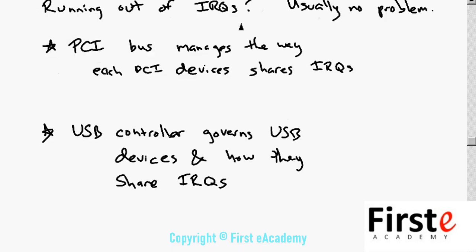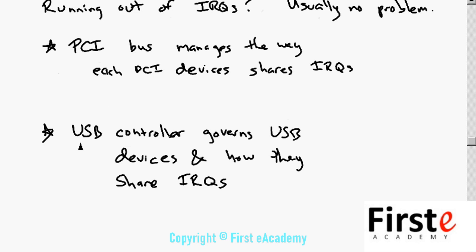So you're running out of IRQs and you need some more devices on your system? Well, usually this isn't a problem, because the kinds of devices that you're going to add to your system are probably either PCI devices or USB devices. Now, PCI device, if you have a PCI slot open in your motherboard, you can plug a device in there and it can share the same IRQ as all the other PCI devices. And this is because the PCI bus manages the way that each PCI device shares the IRQs. So the PCI bus is like a higher level manager to these IRQs for the PCI devices.